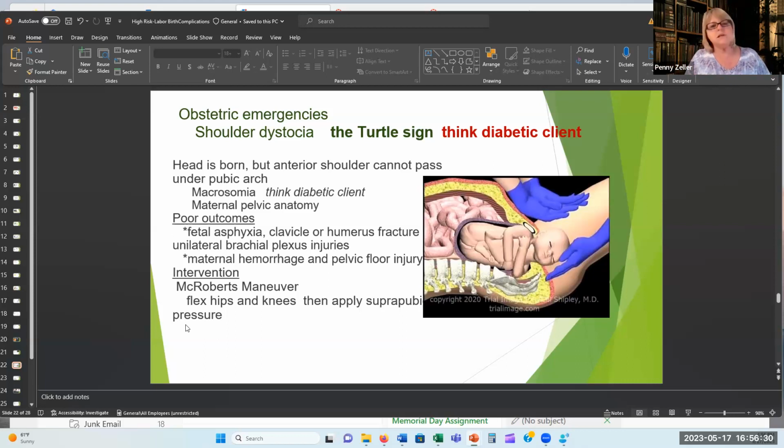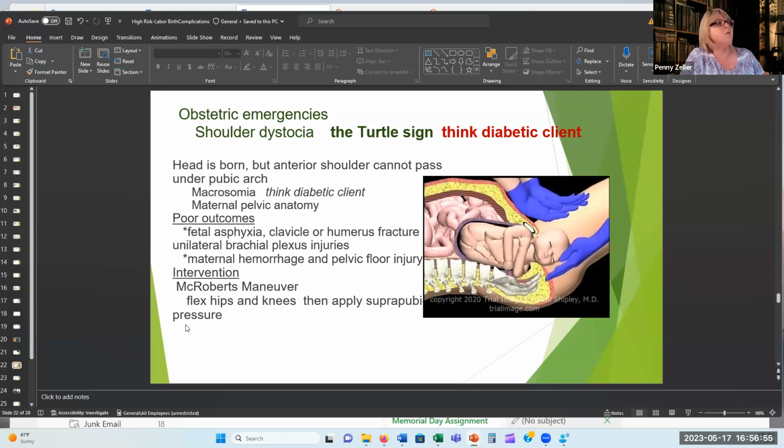So the anterior shoulder, and you can see it in this picture, anterior means the top, because when we look at the vagina, the top is considered anterior and the bottom, the back wall of the vagina, is considered posterior. So you see the anterior shoulder there is kind of pushing up against that pubic bone.